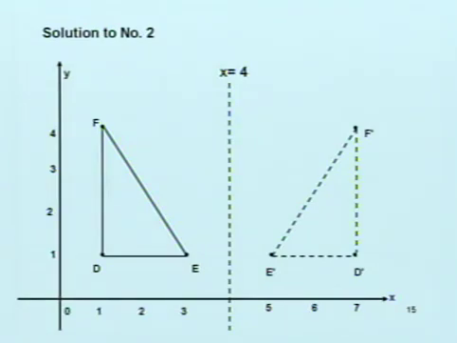Here's the solution to number 2. The line of reflection is x equals 4. Because if you place your mirror along that line, x equals 4, facing the triangle DEF, you will see the image E dash, D dash, F dash in the mirror.